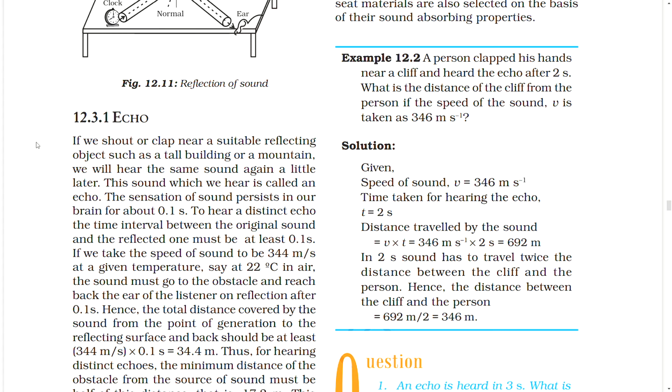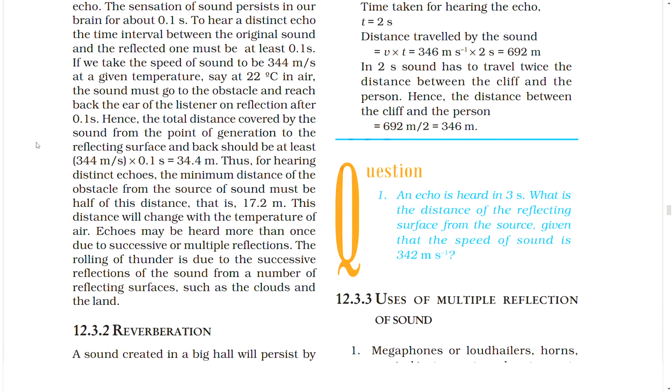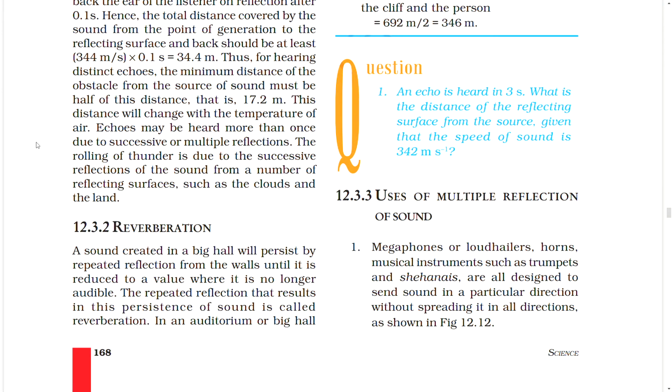Distance traveled by the sound equals v times t, equals 346 m/s times 2 s, equals 692 m. In 2 seconds, sound has to travel twice the distance between the cliff and the person. Hence, the distance between the cliff and the person is 692 m divided by 2, equal to 346 m. Question 1. Comment this.